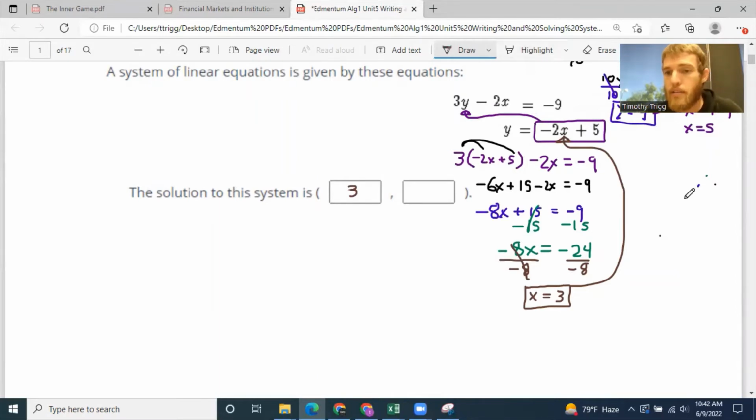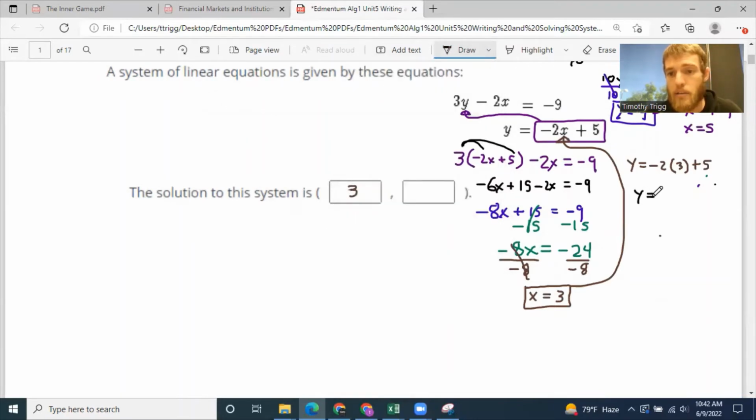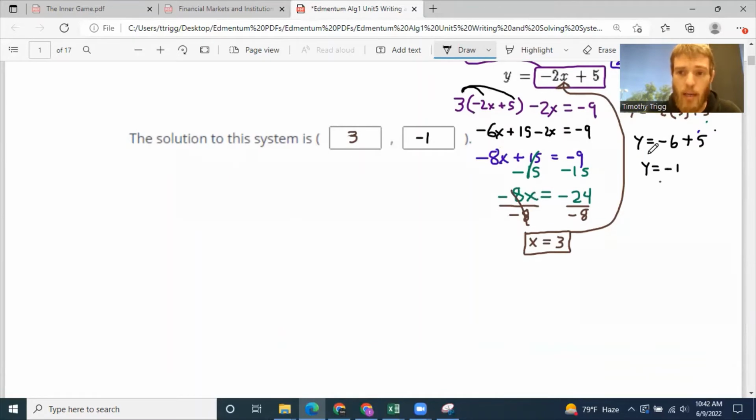So let's go and rewrite this equation. It'll be y equals -2 times x becomes -2 times 3 plus 5. What's -2 times 3? Well, that's -6. So y is -6 plus 5. We can do -6 plus 5, giving us that y equals -1. In this case, when we add those, it's negative because we have more negatives. So now we have our y value.